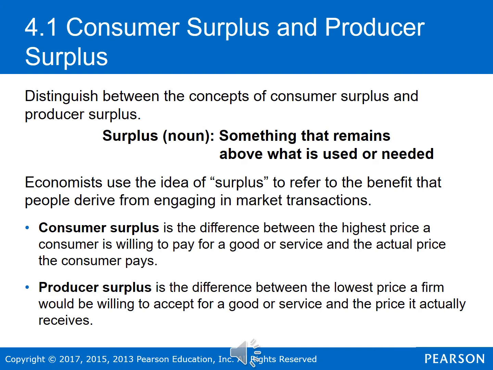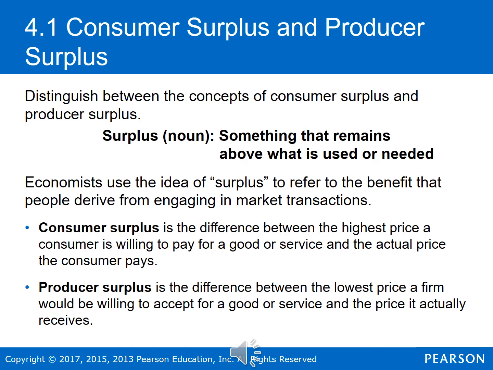So we'll begin with consumer surplus and producer surplus. Surplus means something that remains above what is used or what is needed. So economists use this idea of surplus to refer to a benefit that people derive from engaging in market transactions. When people engage in market transactions, they place a higher value on the good they're receiving than on the good they're giving up. And the other party does the same thing. So because of this, through trade, both sides of the transaction are able to make themselves better off because they get the good that they value more.